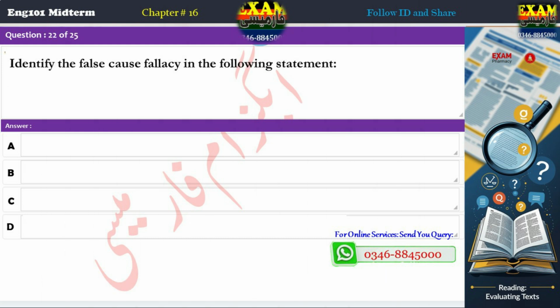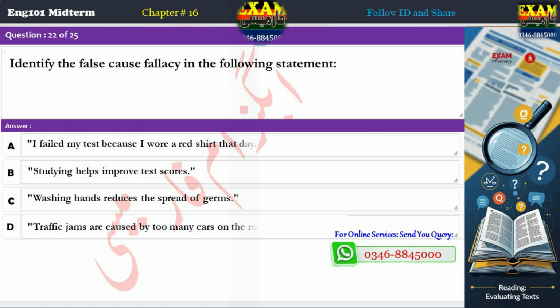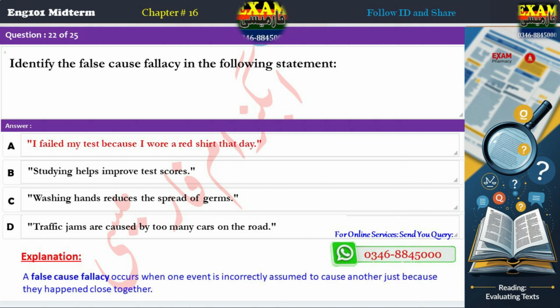Question 22. Identify the false cause fallacy in the following statement. A. I failed my test because I wore a red shirt that day. B. Studying helps improve test scores. C. Washing hands reduces the spread of germs. D. Traffic jams are caused by too many cars on the road. Correct answer. A. I failed my test because I wore a red shirt that day. Explanation. A false cause fallacy occurs when one event is incorrectly assumed to cause another, just because they happened close together.